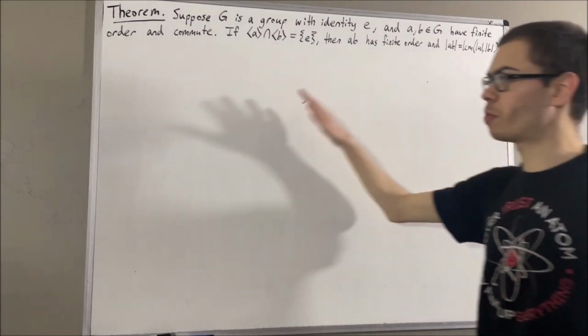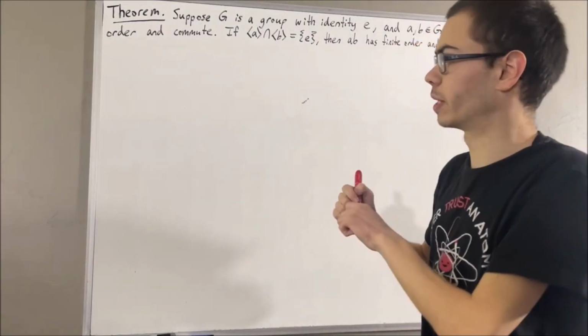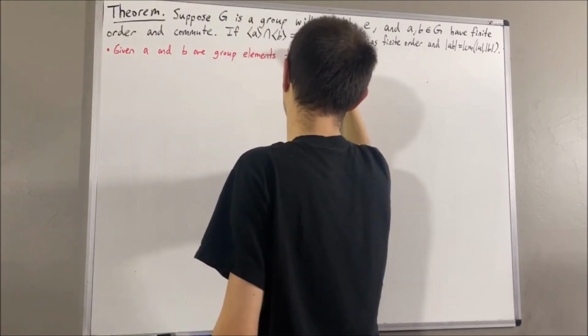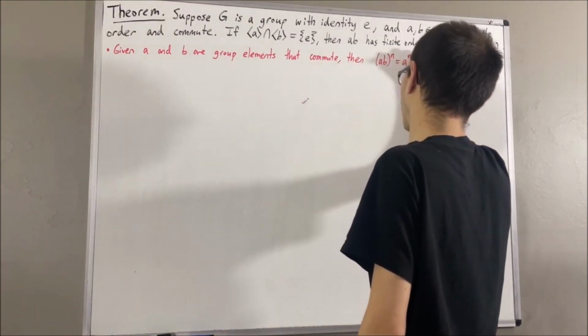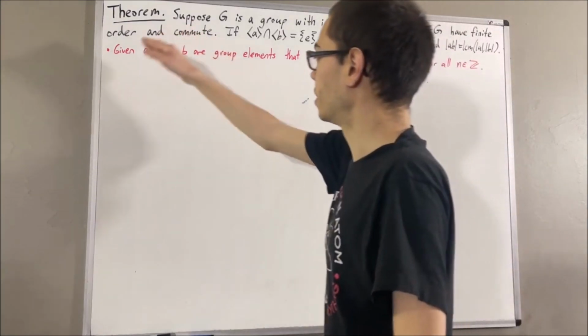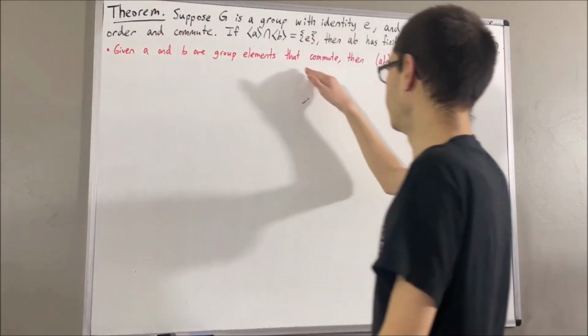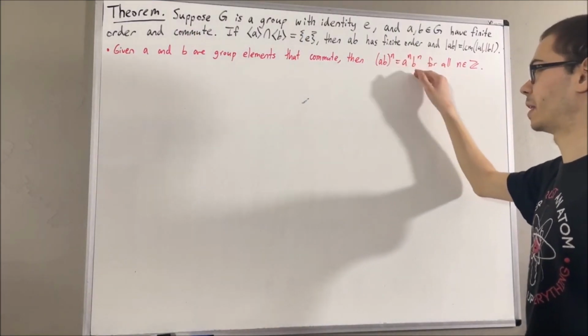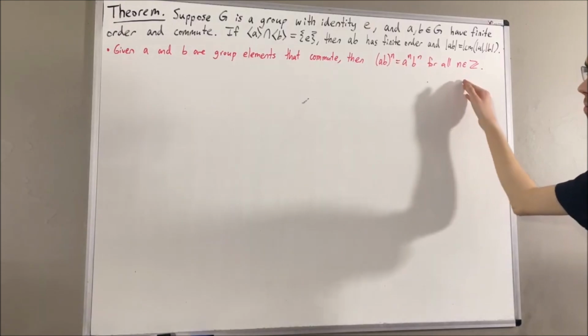Now, a property of group elements that commute is the following. Given that A and B are group elements that commute, we have that (AB)^n is equal to A^n times B^n for all integers n.